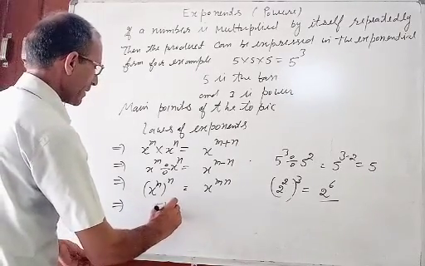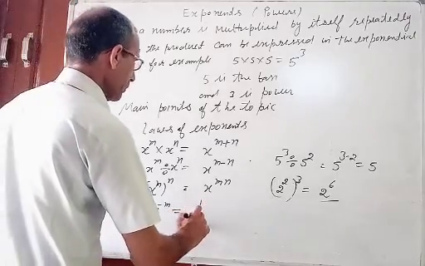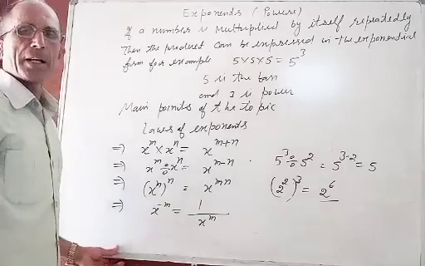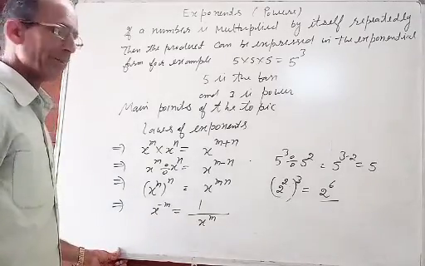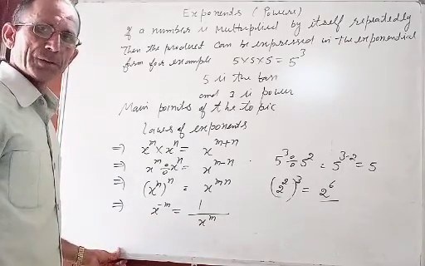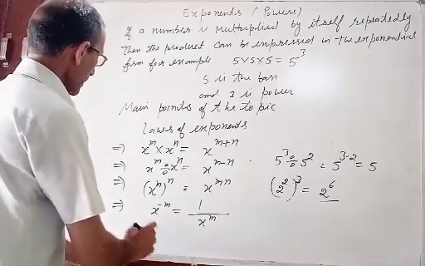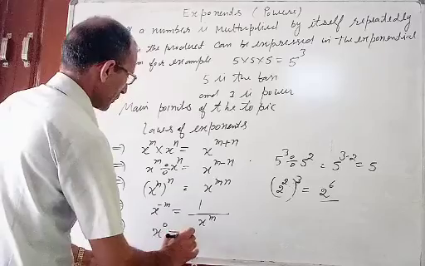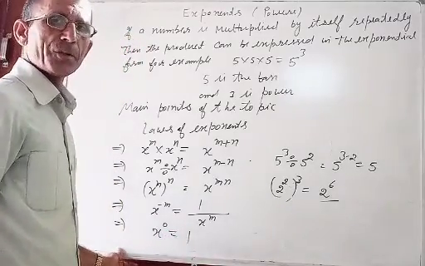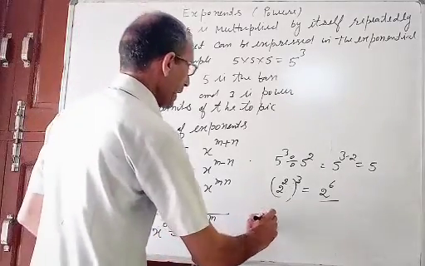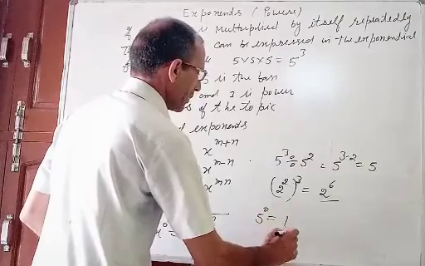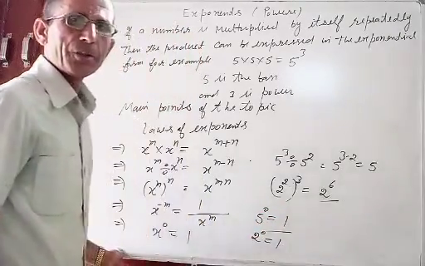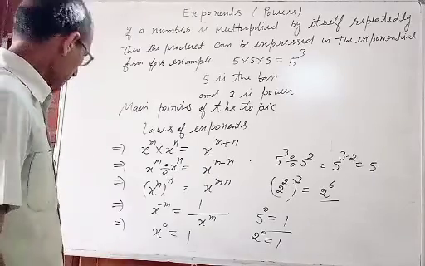Next, x raised to the power minus m will be equal to 1 by x raised to the power m. Understood? Yes. Next, x raised to the power 0, result will be 1. For example, 5 raised to the power 0, result will be 1. 2 raised to the power 0, result will be 1.